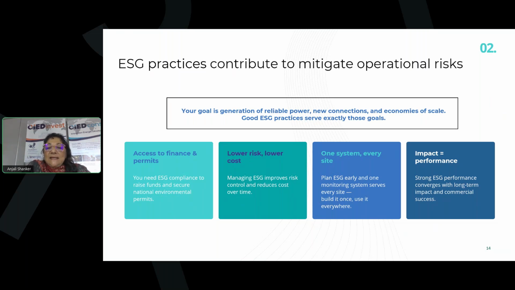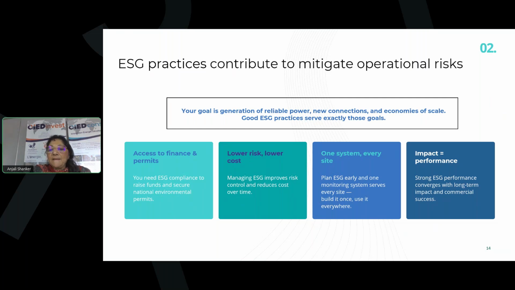Implementing an ESG approach right at the beginning for one site, the whole idea there is to plan ESG early and to conceive a monitoring system that will serve each and every site. To add something else that we got from stakeholders: when we have multiple donors, sometimes the donors have different monitoring frameworks. So one important challenge, even if it takes a little bit more time, is to agree at the start on a unique monitoring system which will be acceptable for all the donors financing the specific mini-grid or portfolio of mini-grids.